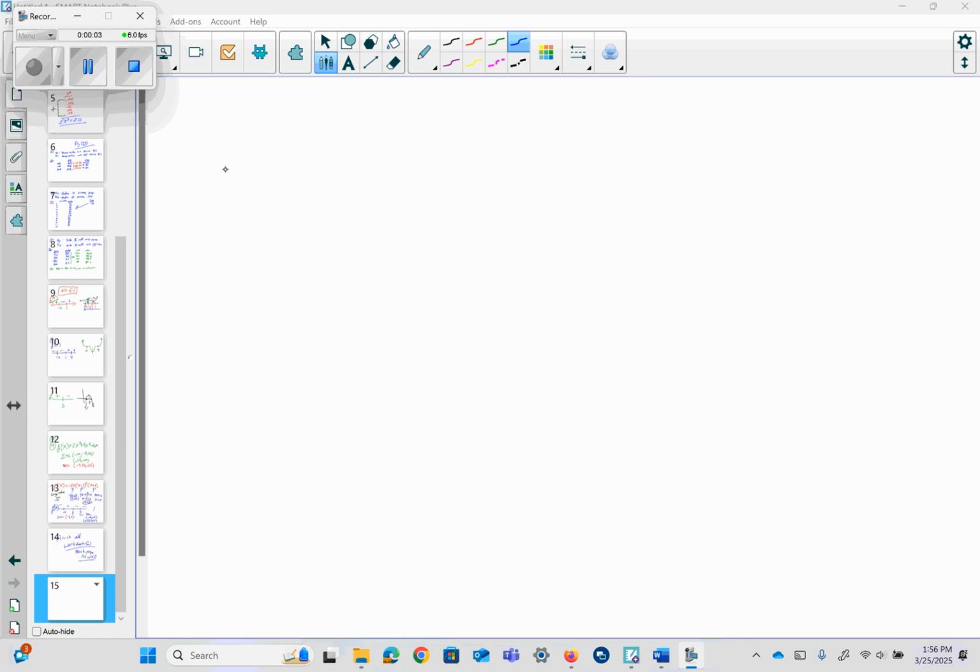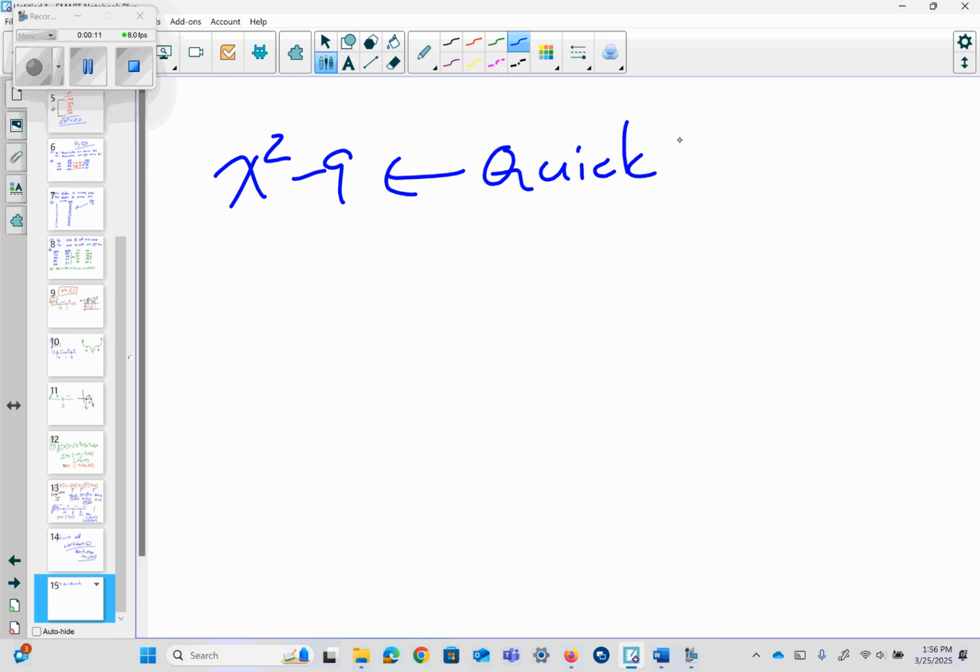If we had something like this, this is what we did yesterday. It was quick to factor, right? Where we go x plus 3 and x minus 3. Agree? We've done this? Yes?